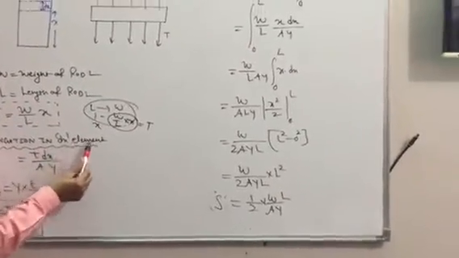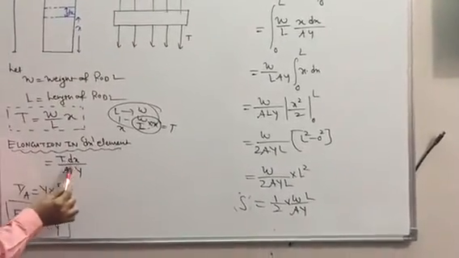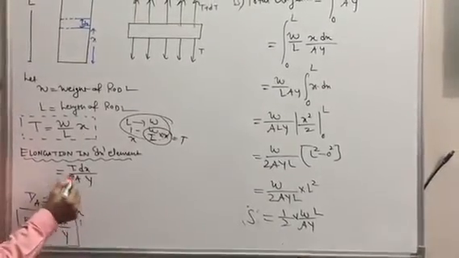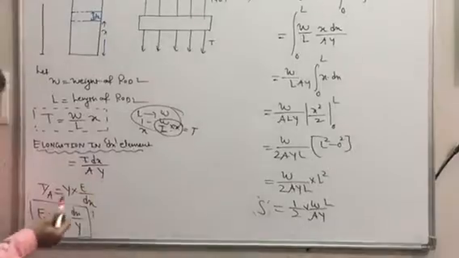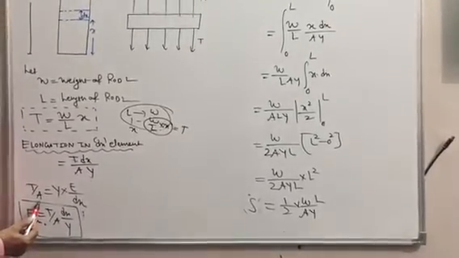Now elongation in the dx element. Elongation in the dx element is T dx upon AY. Now again you will get confused. How is it T dx upon AY? Look here. T upon A is what? Stress.